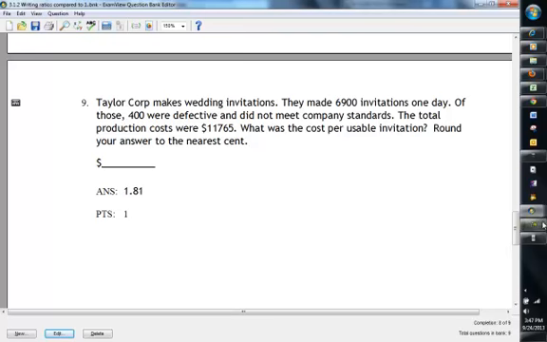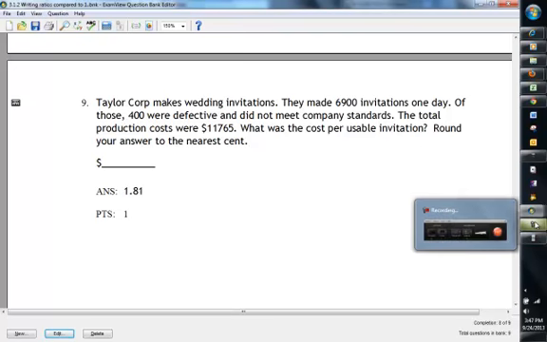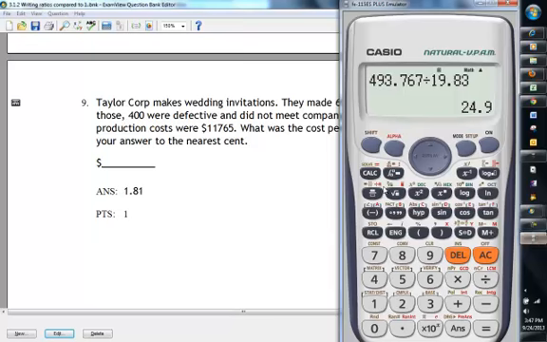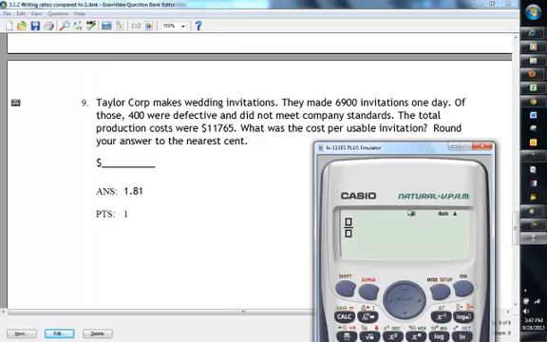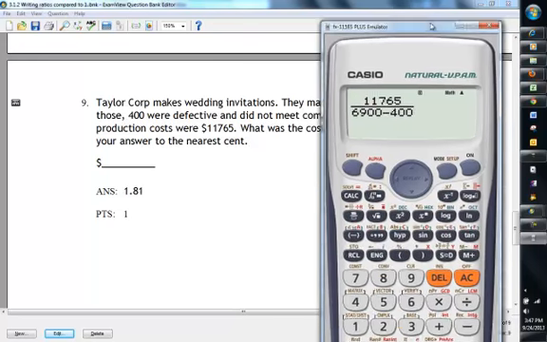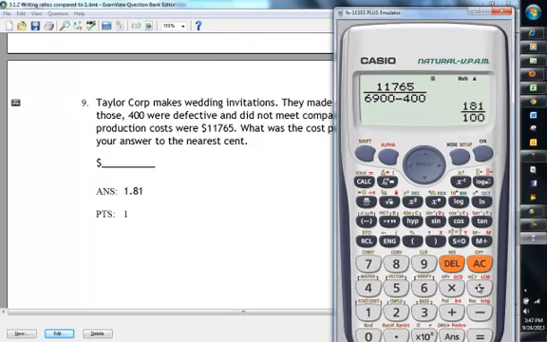What was the cost per usable invitation? Okay, so let's do it as a fraction. The cost is $11,765. And the usable invitations is 6,900 minus the 400 that were defective. So the cost per usable invitation is $1.81.